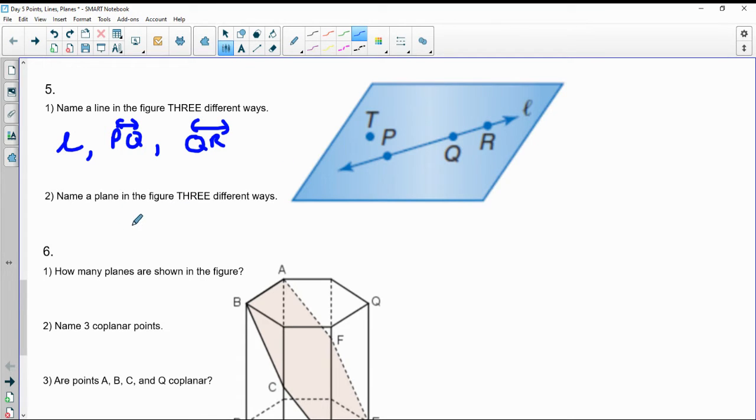And then we are going to name a plane in the figure 3 different ways. So the plane, I'm supposed to use 3 letters that are not collinear. So I can't say plane PQR, not okay. But I can do PQT. This time, no commas, because this is a plane. Okay, you could have also done something like QRT. And basically any order with 3 of these dots, one of them has to be a T. So T and 2 other letters is fine. Do not use L though. And then one more way could be QPT.